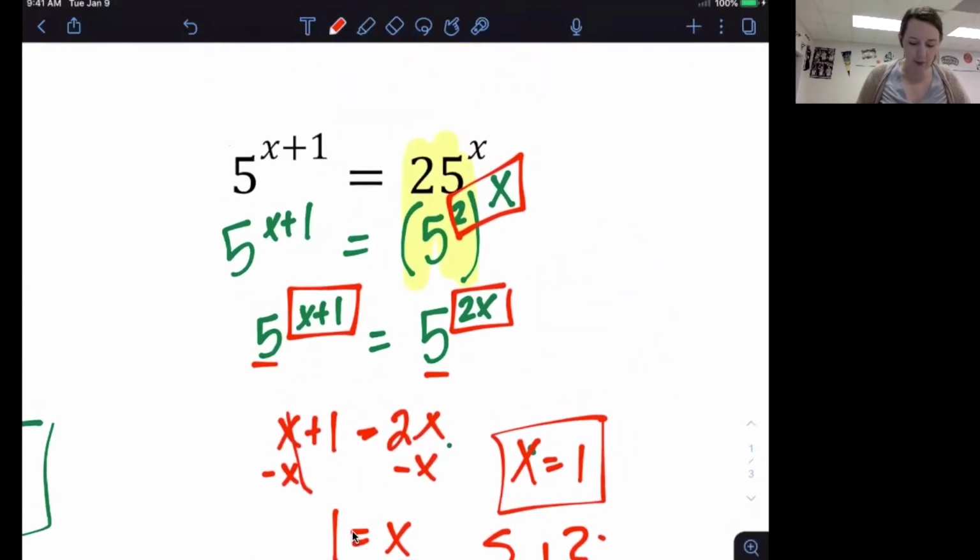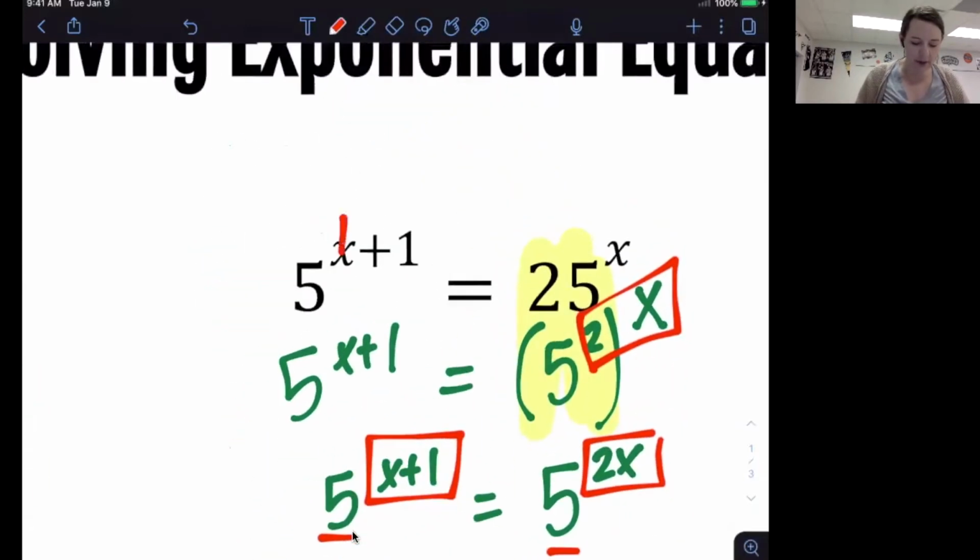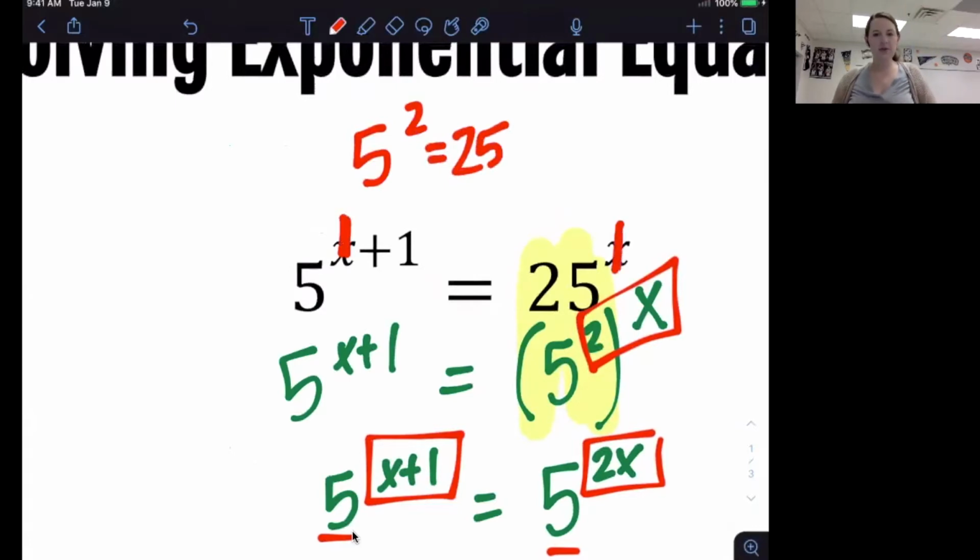Of course, we could go plug it back in up here. So if I plug a 1 in here, 1 plus 1 is 2. So 5 to the second power is 25. And then if I plug in a 1 over here, 25 to the first power is also 25. So we get an equivalent statement.